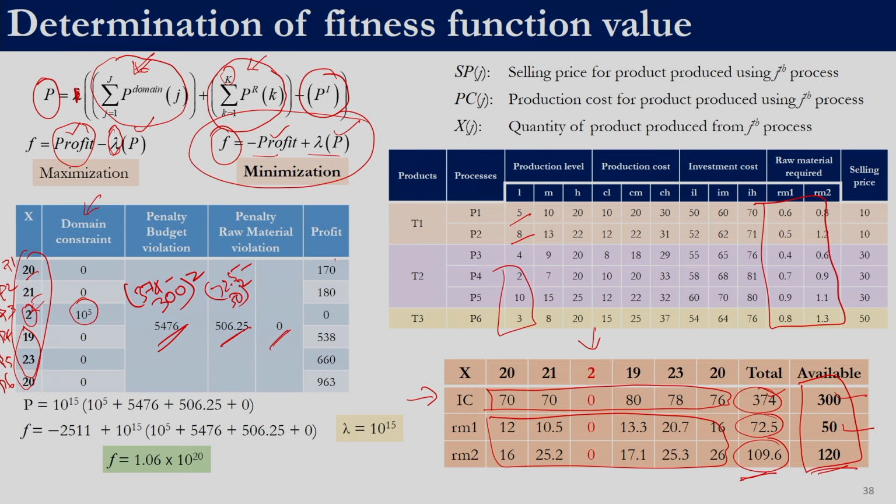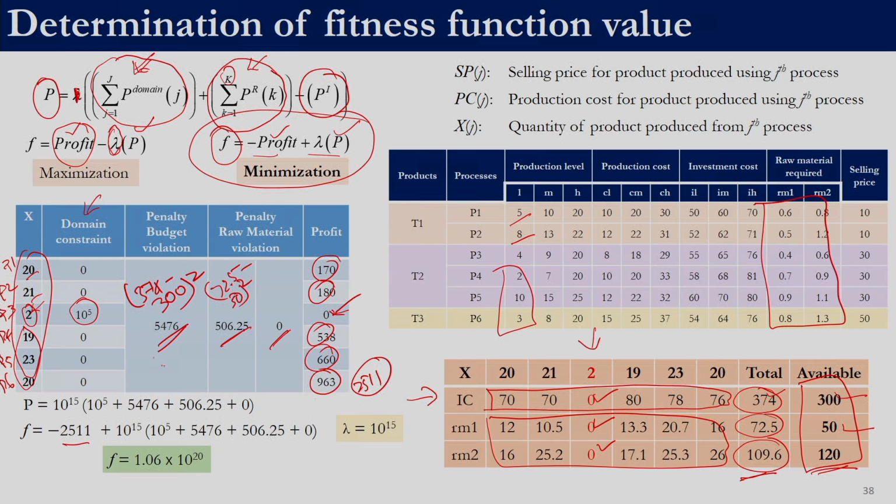Similarly, we can also calculate the profit for all the processes. We do not calculate the profit for the third process because the value of the decision variable is violating the domain constraint. Whenever a variable violates the domain constraint, we do not calculate the investment cost or the raw material required, and we do not calculate the profit; we take it to be 0. So, the total profit, if you sum this up, should come out to 2511. So, 2511 is the profit for this plan, but this plan is not feasible.